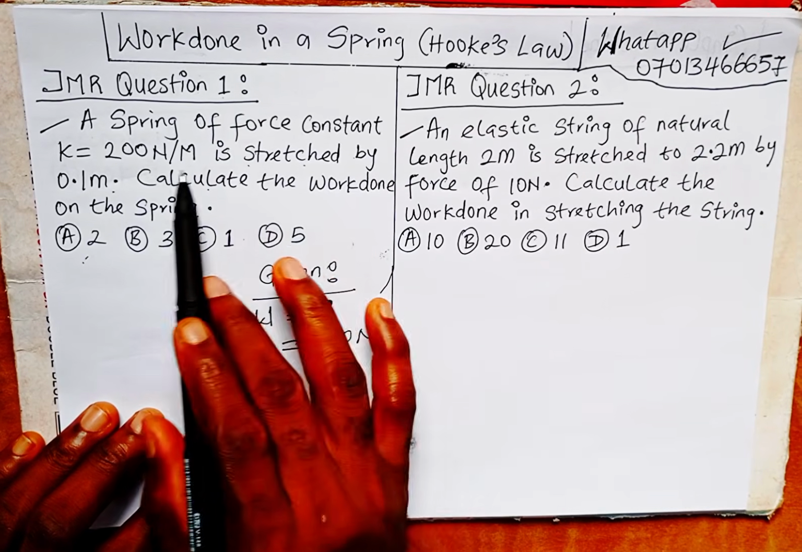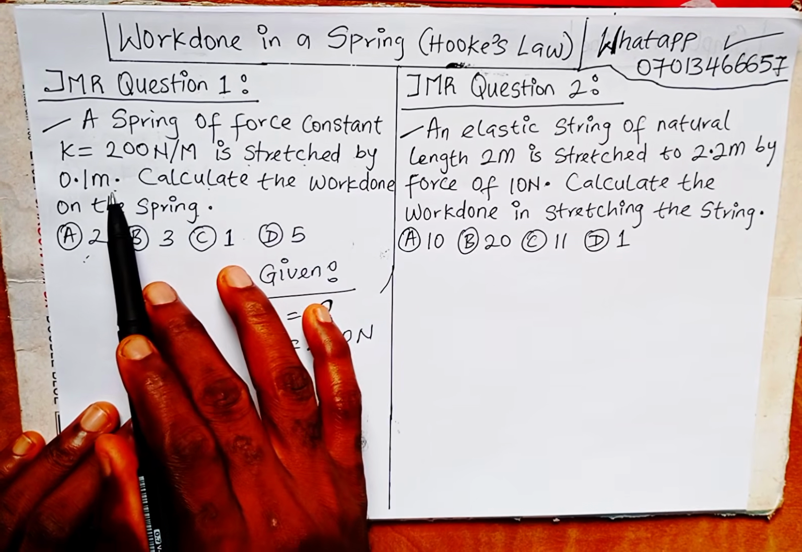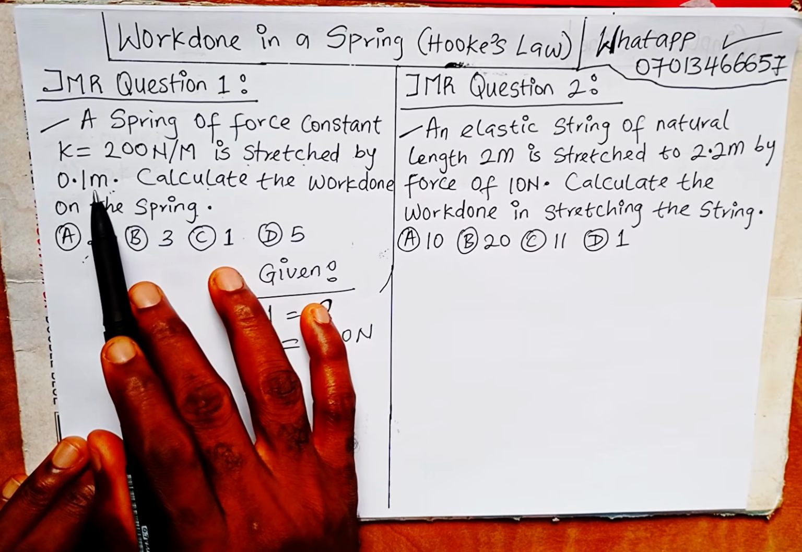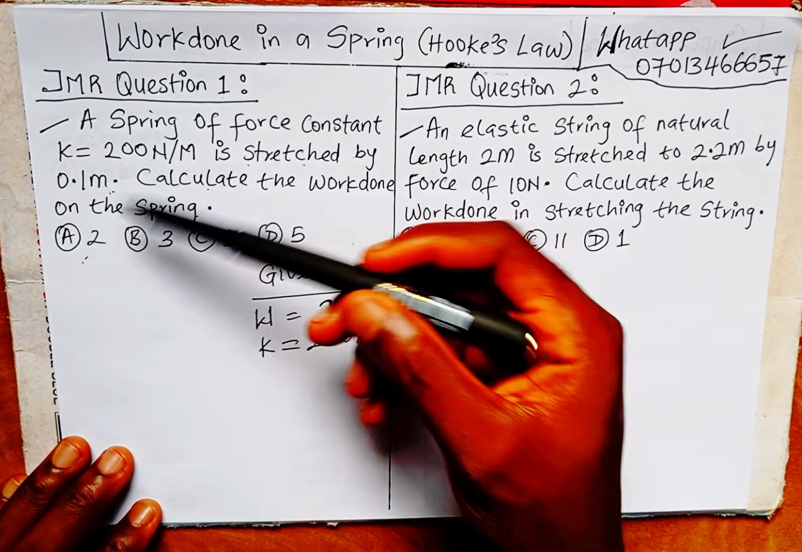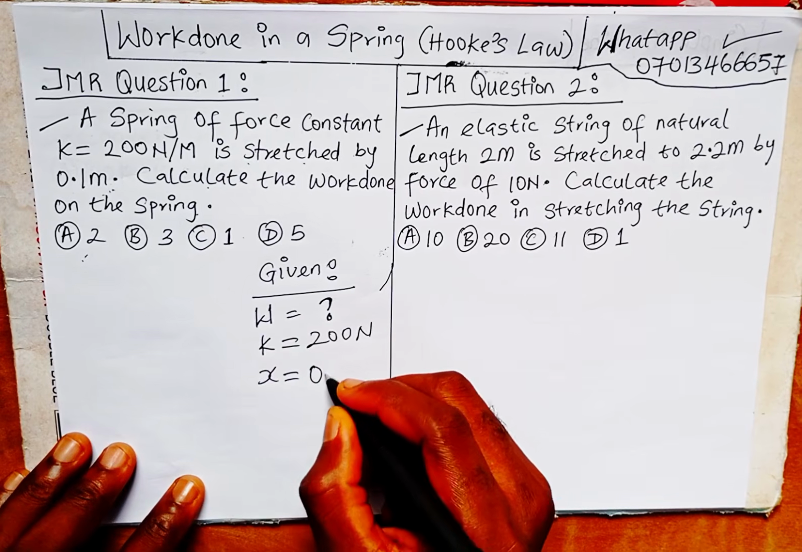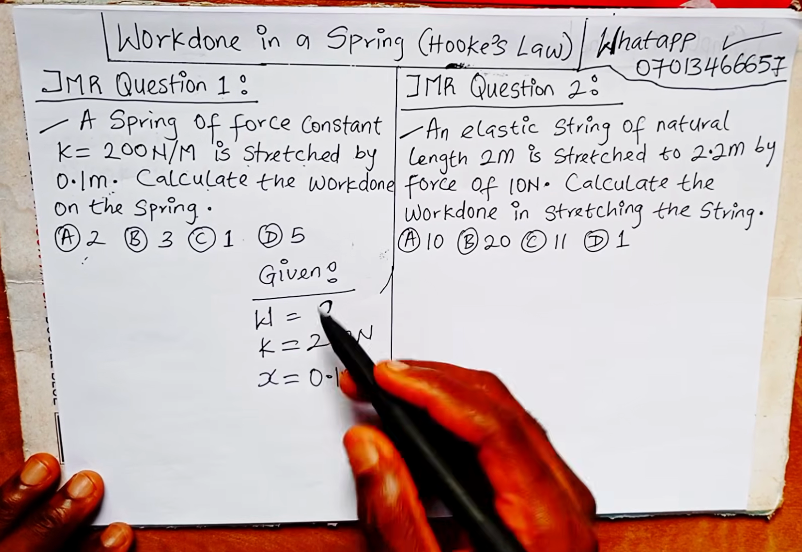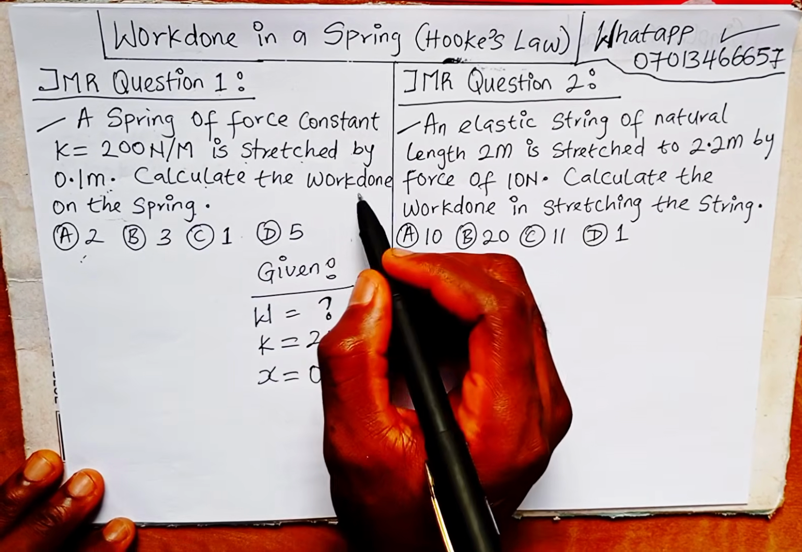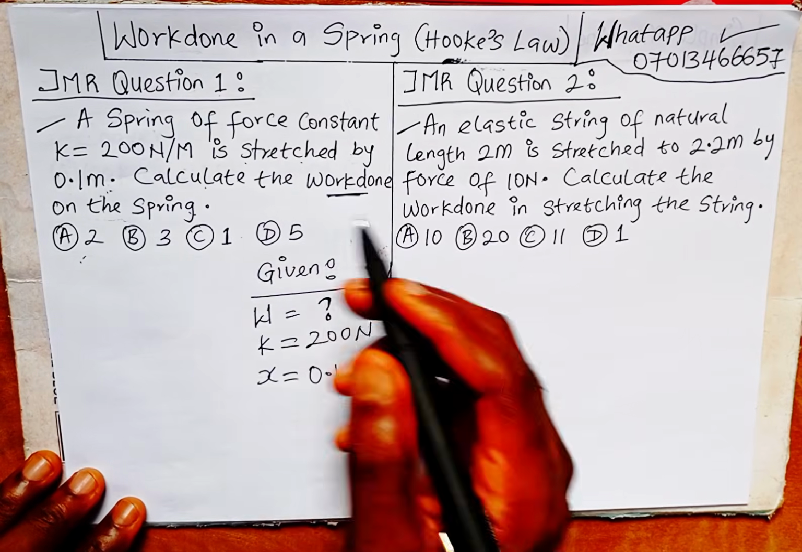What else were we given? We were given that it is stretched by 0.1 meter. This particular one is the extension. The extension is equal to 0.1 meters. And they said we should find the work done on the spring.